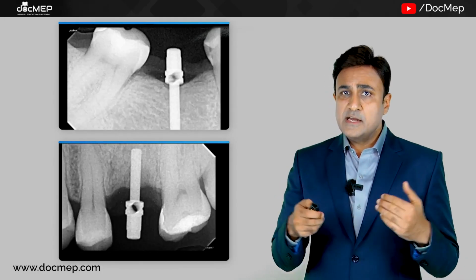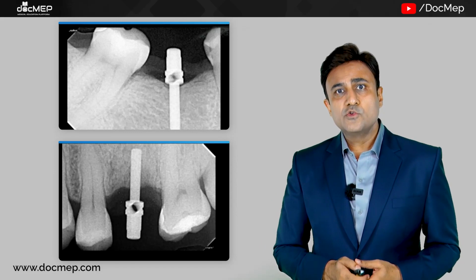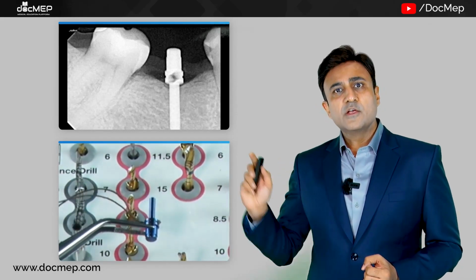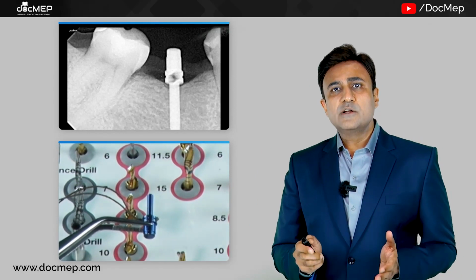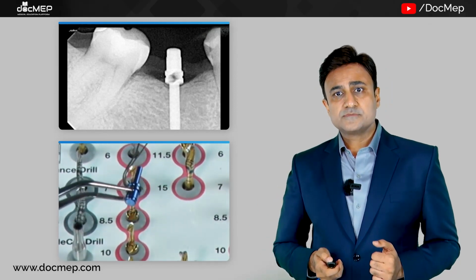Now intraoperatively, how will you measure this? In our video of the kit, where we have described the kit, you will find this type of pin. When you do your first osteotomy, put the pin inside, and you will be able to see on the x-ray whether you are exactly in the center or not.